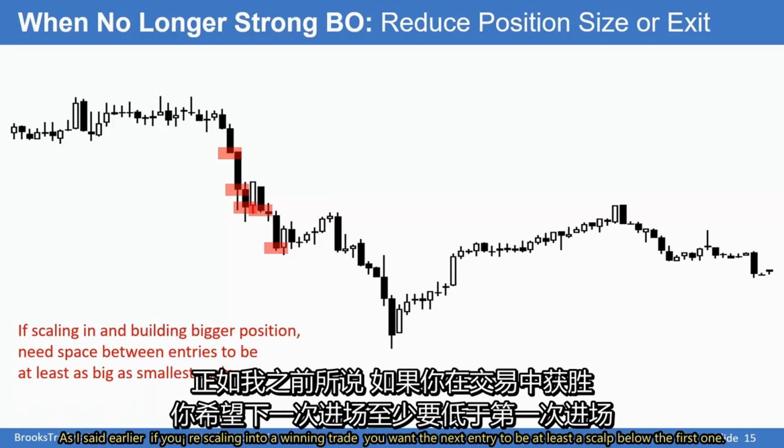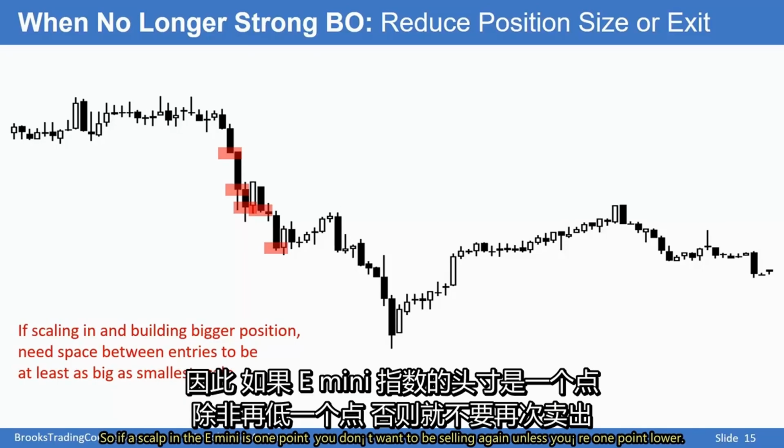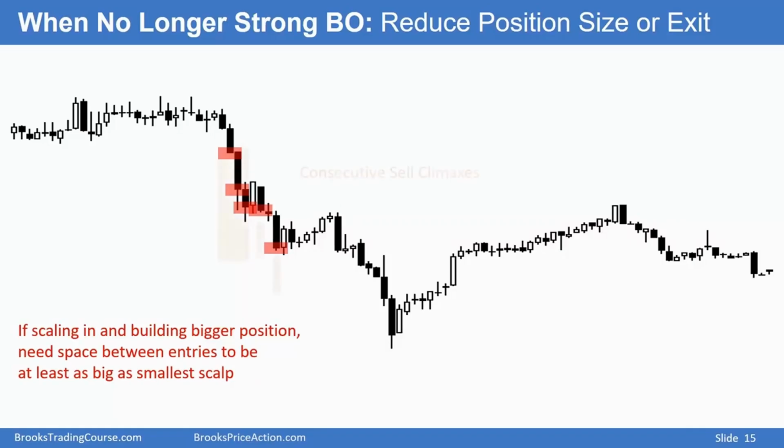As I said earlier, if you're scaling into a winning trade, you want the next entry to be at least a scalp below the first one. So if a scalp in the E-mini is 1 point, you don't want to be selling again unless you're 1 point lower.